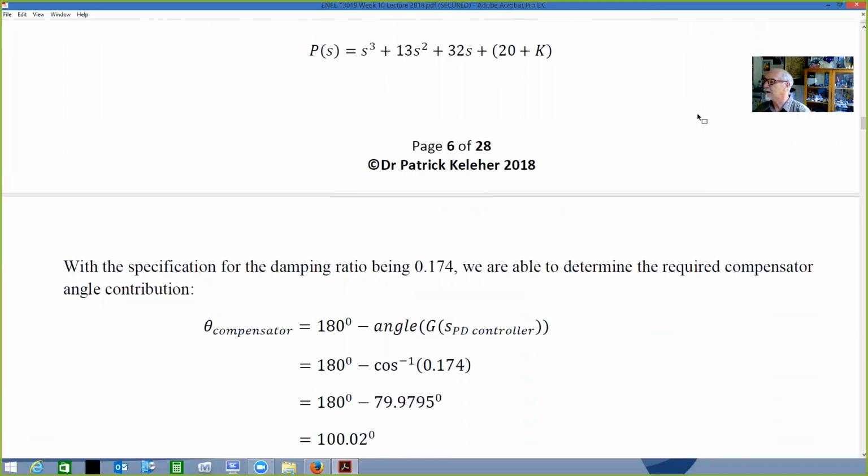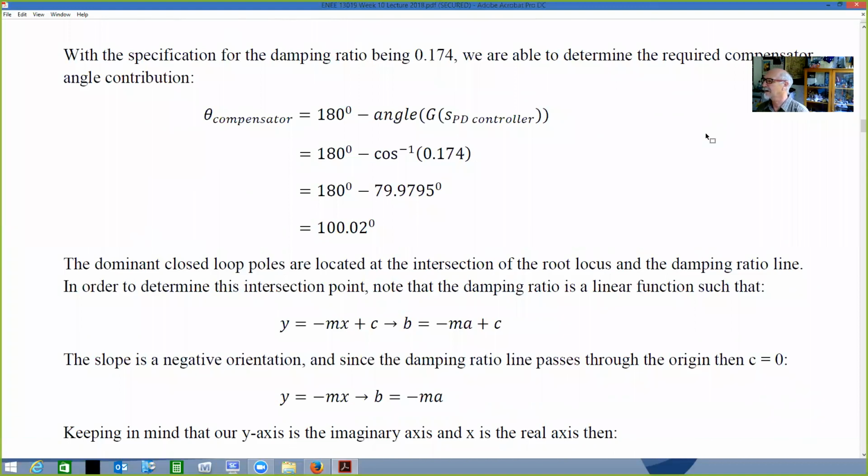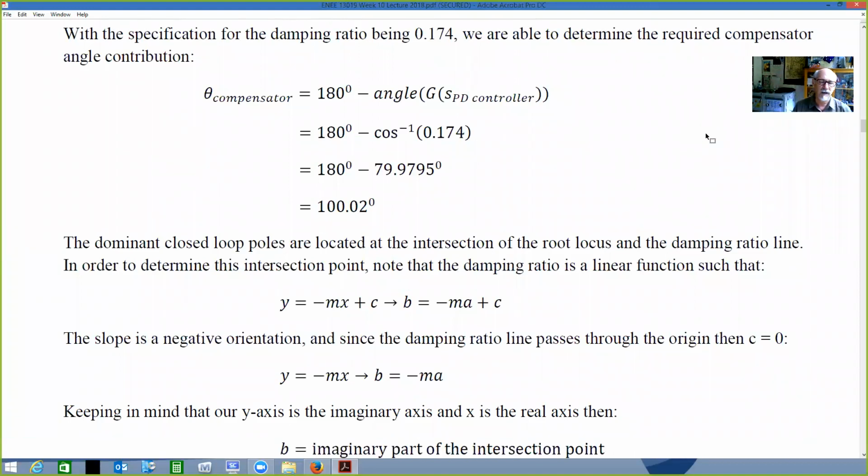All right. Now, we're also looking back at our design parameters, and one specification was that the damping ratio was 0.174. So again, looking at the underlying mathematics from the root locus, we can go about looking at the angular contributions. Here the angle for the compensator is going to be equal to 180 minus the angle for that particular controller. Plugging in our values, we see that that's about 100.02 degrees.